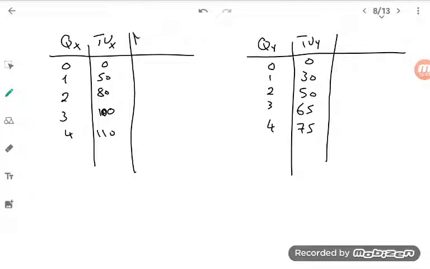This is marginal utility of X, and this is marginal utility of Y. 50 minus 0 is 50. 80 minus 50, 30. Of course, 80 minus 50 divided by 2 minus 1. 100 minus 80 divided by 3 minus 2. 110 minus 100 divided by 4 minus 3. Okay, and the same with respect to commodity Y.